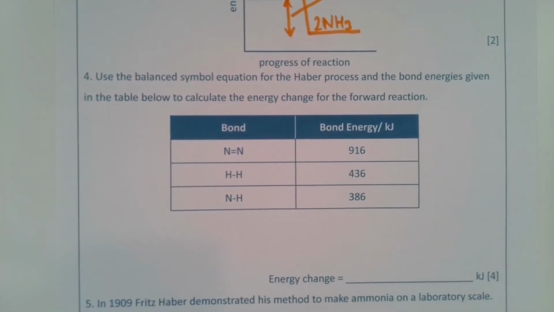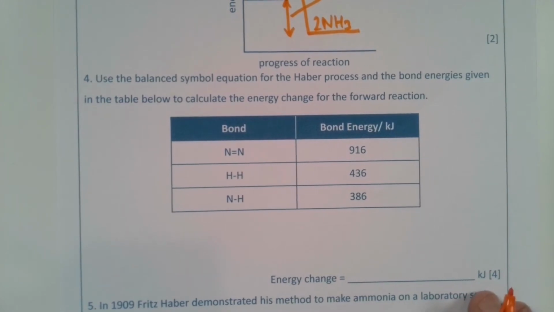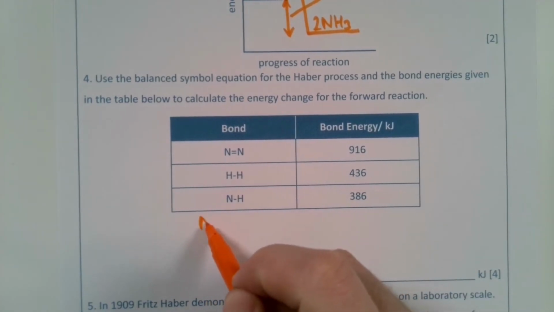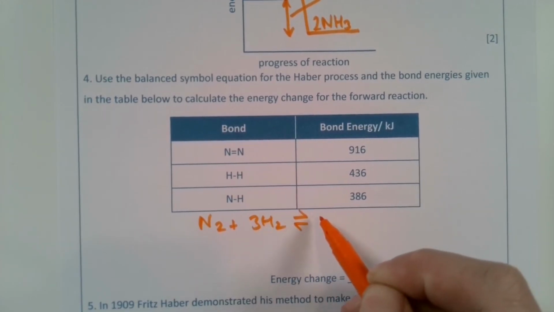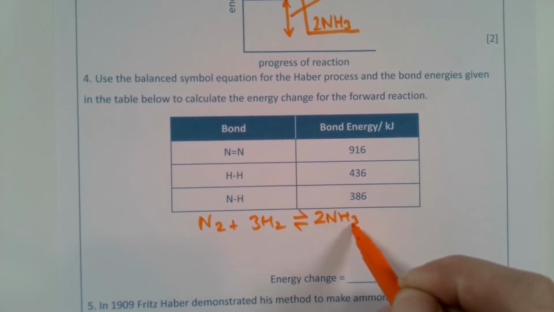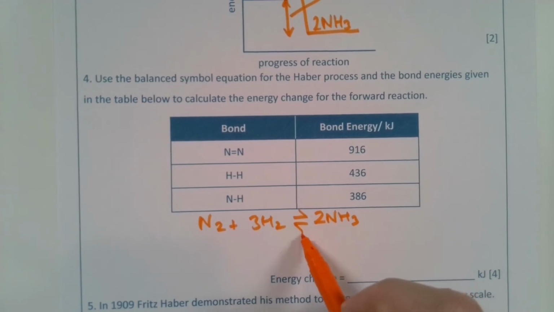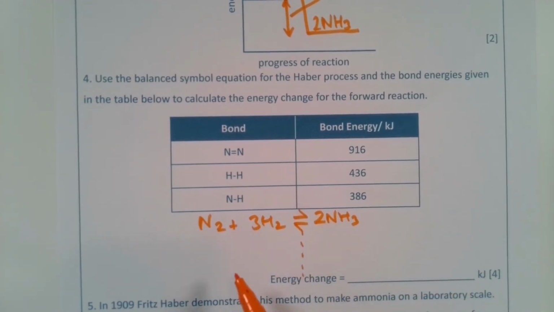Question 4. Use the balanced symbol equation for the Haber process and the bond energies given in the table below to calculate the energy change for the forward reaction. So when we're doing this, our reaction is nitrogen reacting with hydrogen to form ammonia. When doing these questions, we want to split the equation in half. Let's think about the reactant side.